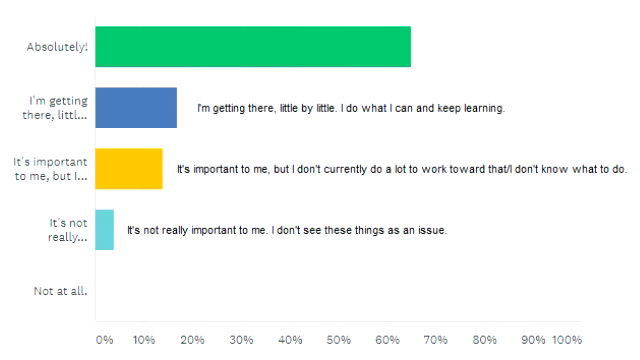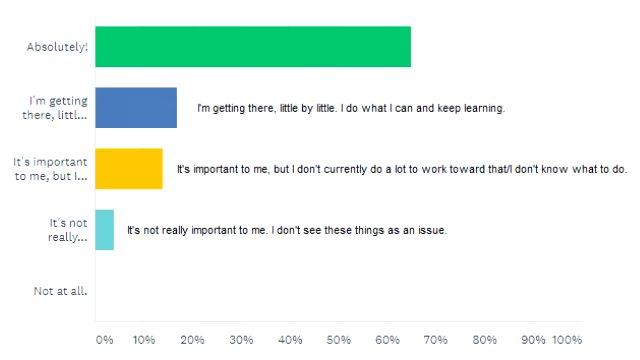Absolutely, I believe in treating all people equally on the basis of all their different identities, and I work to fight everyday injustice and oppression. About 17-18% said, I'm getting there little by little, I do what I can and keep learning, which is a fabulous place to be.